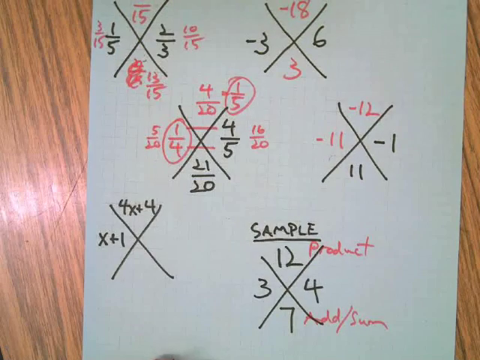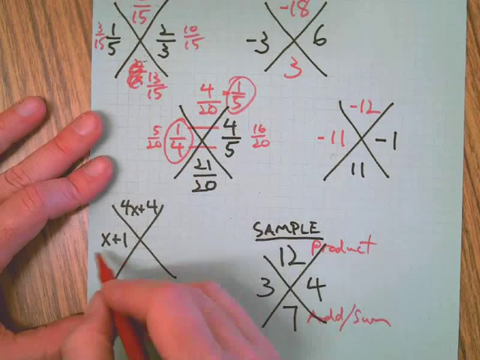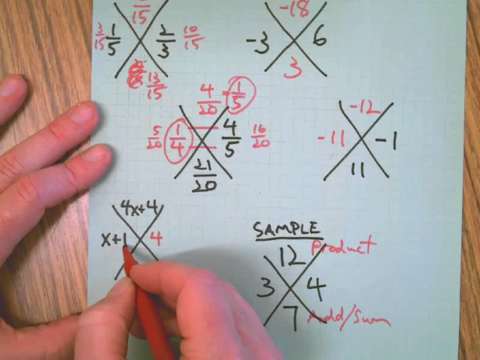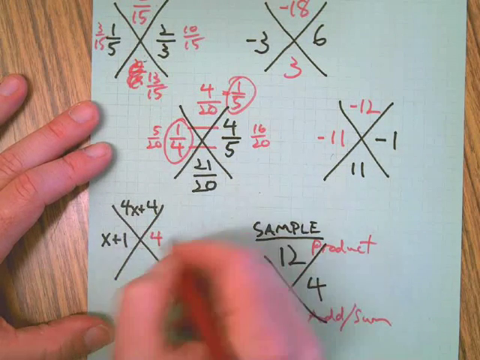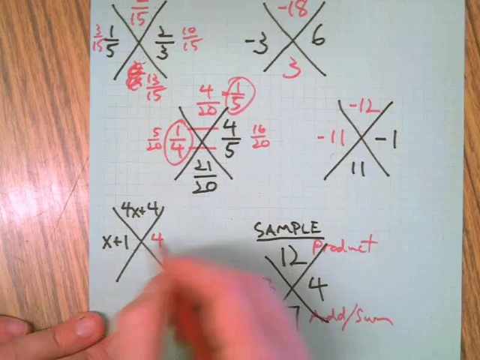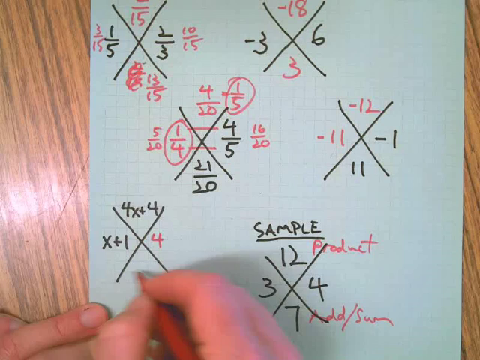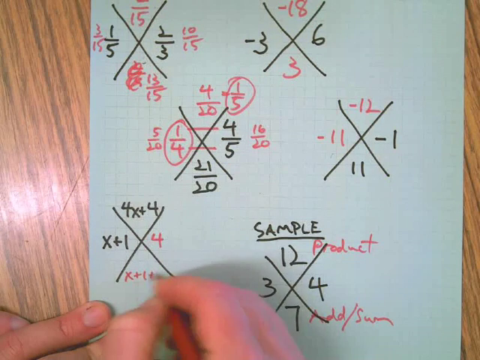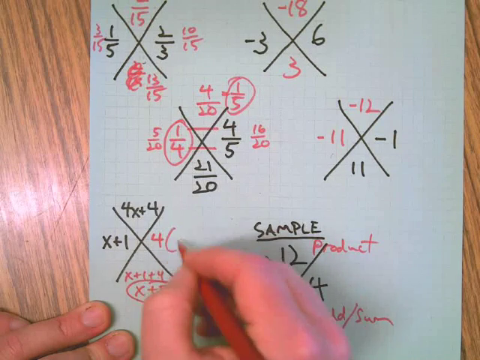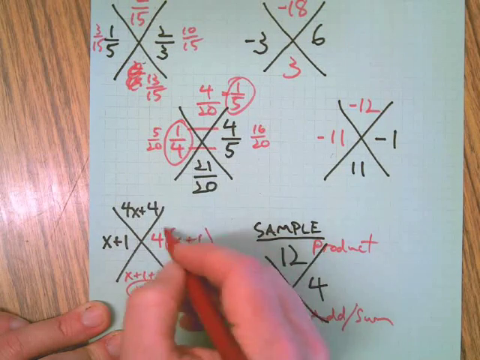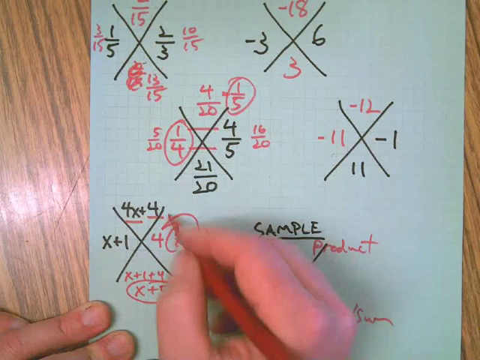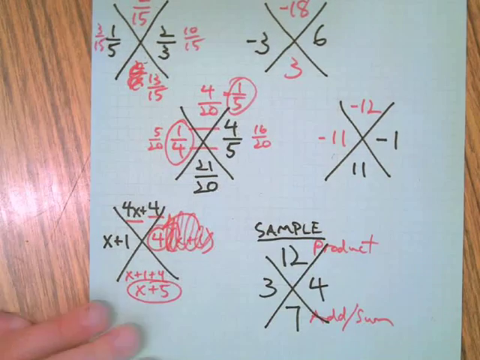On to this other one that's not a sample. X times what is 4? 1 times what is 4? 4! That's it! Okay, if I want to add these, I get x plus 1 plus 4, which makes x plus 5. Right? Because if I do 4 times x plus 1, there's the 4x, and there's the 4. Okay? So the answer there is 4.